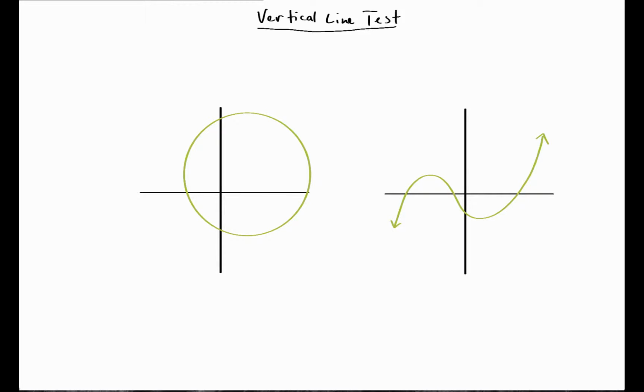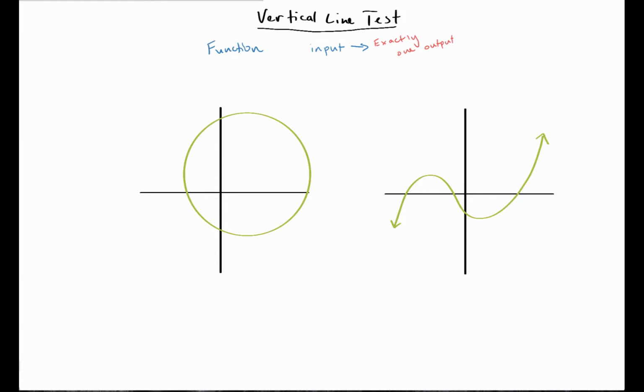So now let's talk about how we can use a vertical line to actually figure out if something is a function or not. So let's remind ourselves of the definition of a function. A function has to have a unique output for every input. So in other words, the input has exactly one output.